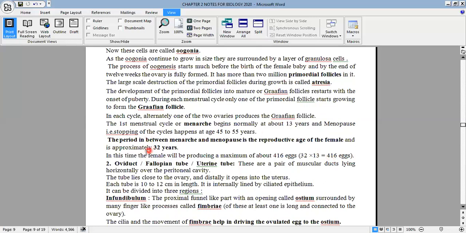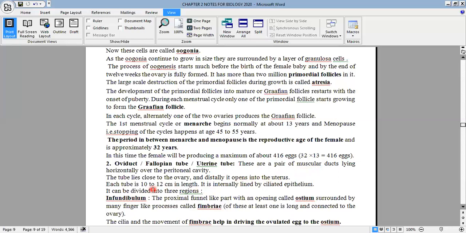Now come to the next part of the internal genitalia, that is oviduct, fallopian tube or uterine tube. As we have seen in the diagram, these fallopian tubes or oviducts are a pair of muscular ducts lying horizontally over the peritoneal cavity. If you don't remember this term, you can say that these are a pair of muscular ducts arising from the ovaries and extended up to uterus. That is, they open in the uterus.